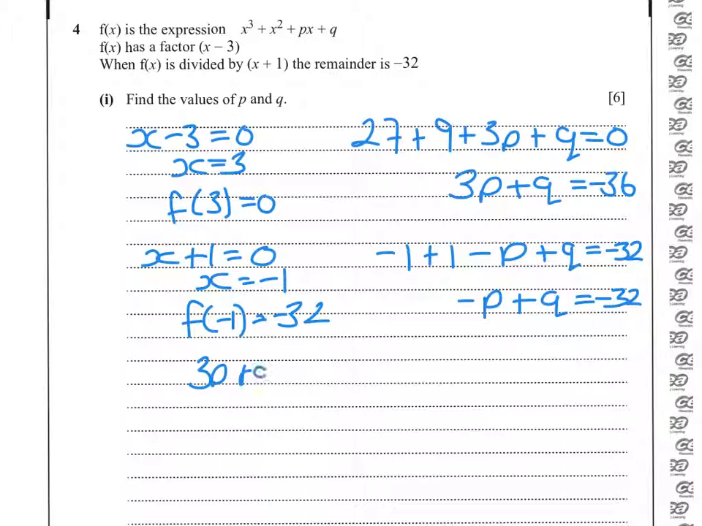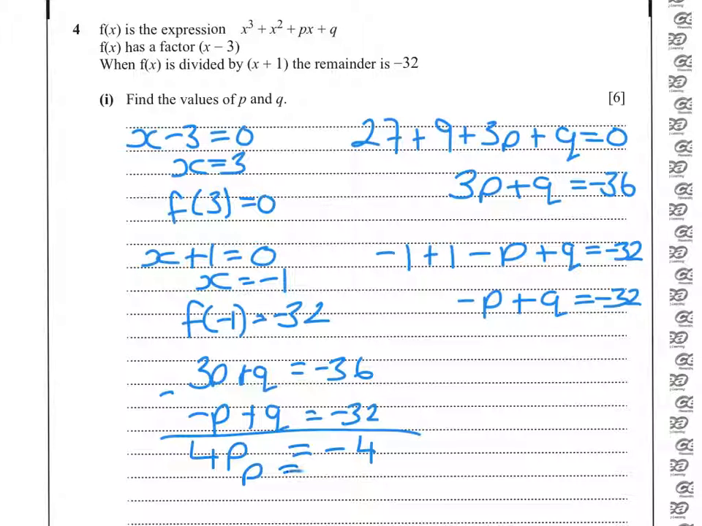We have 3p plus q equals minus 36, and we have minus p plus q equals minus 32. Both equations have a plus q, so if I subtract them, that will eliminate that. Be really careful here with signs. 3p take away minus p is 3p plus p, so that's 4p. q take away q is 0, and minus 36 take away minus 32 is minus 36 plus 32, minus 4, which gives us that p is minus 1.